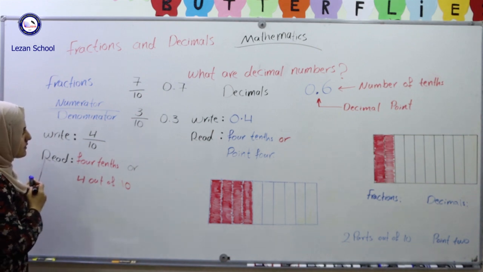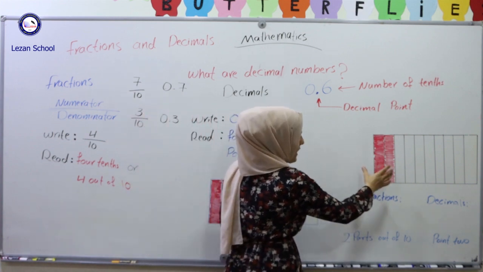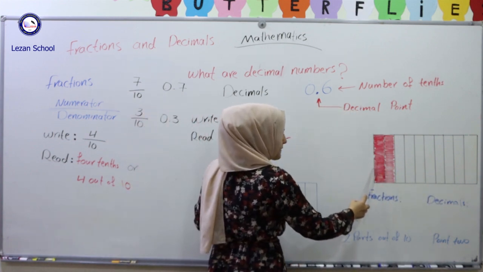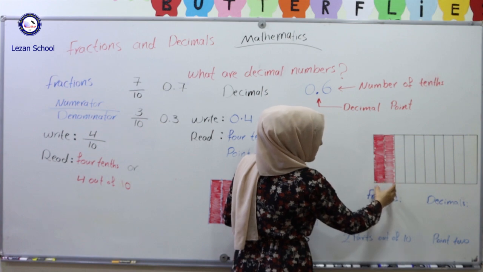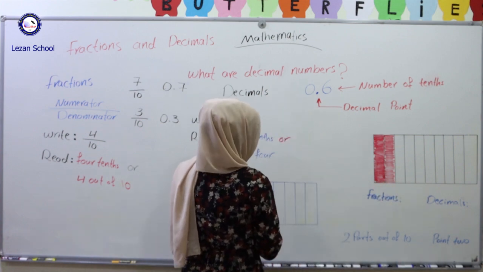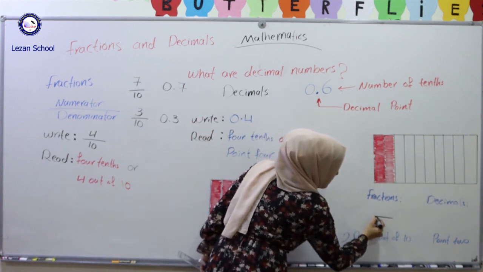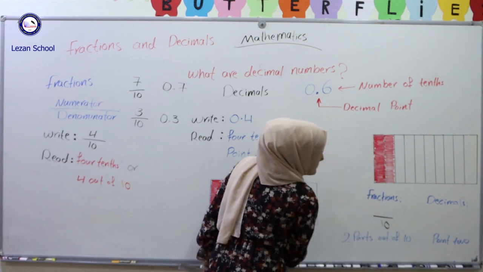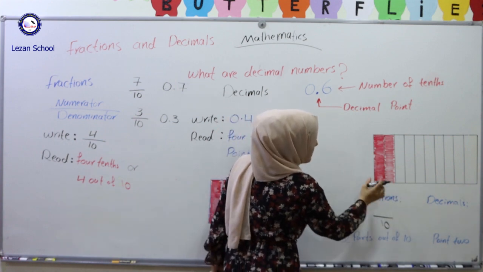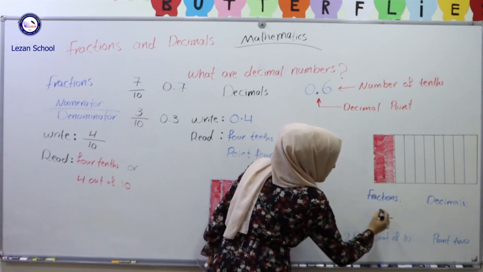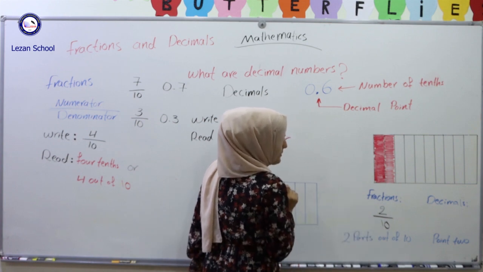Okay, now let's go to this example. We said that every time we have 10 equal parts. If I want to write down the fraction or decimal, what shall we do? We have 10 equal parts, so our denominator will be 10. How many equal parts have been shaded in this figure? We have 1, 2 parts, so our numerator will be 2. So 2 parts out of 10 parts have been shaded in.